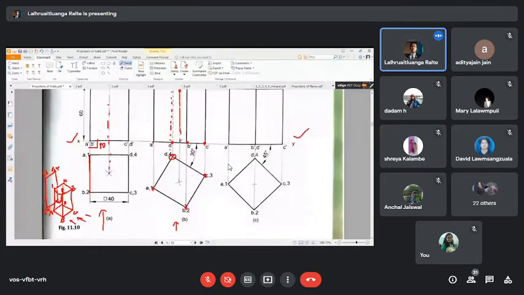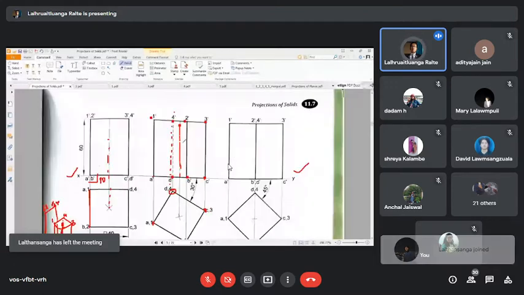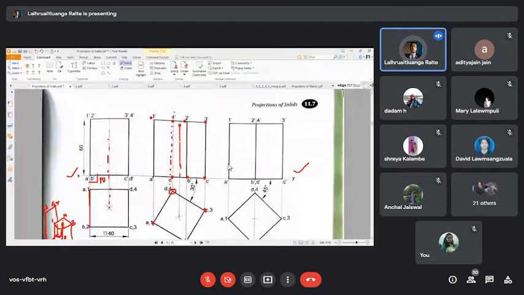All right, so in this particular example, it does not tell us anything about its position from the VP and the HP. So for simplicity of drafting, we are letting it rest on the horizontal plane, meaning we are letting it sit on the horizontal plane. Suppose you have a square prism right next to you, or something like a book, if you let it stand directly on your table, it would be like that. It is resting on the horizontal plane, being your table.